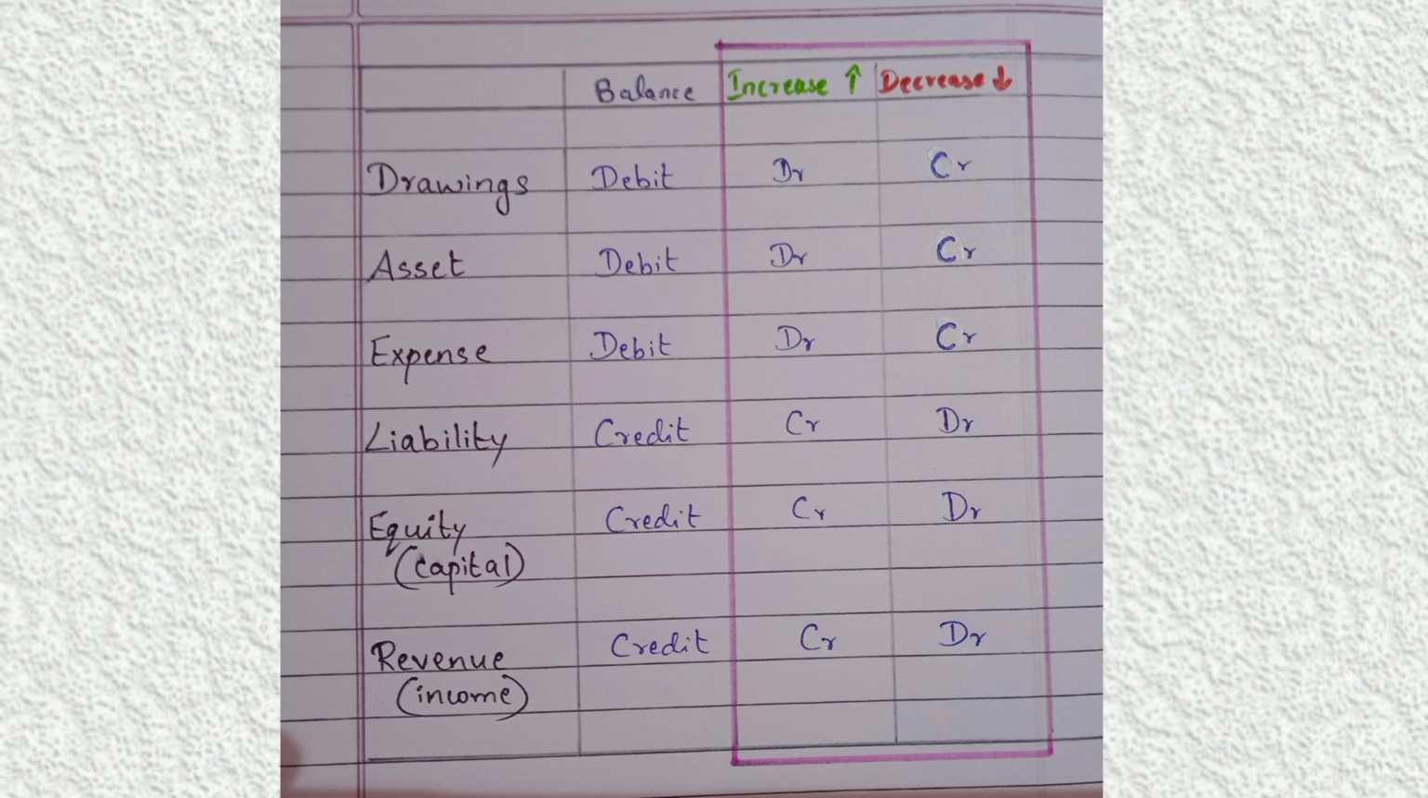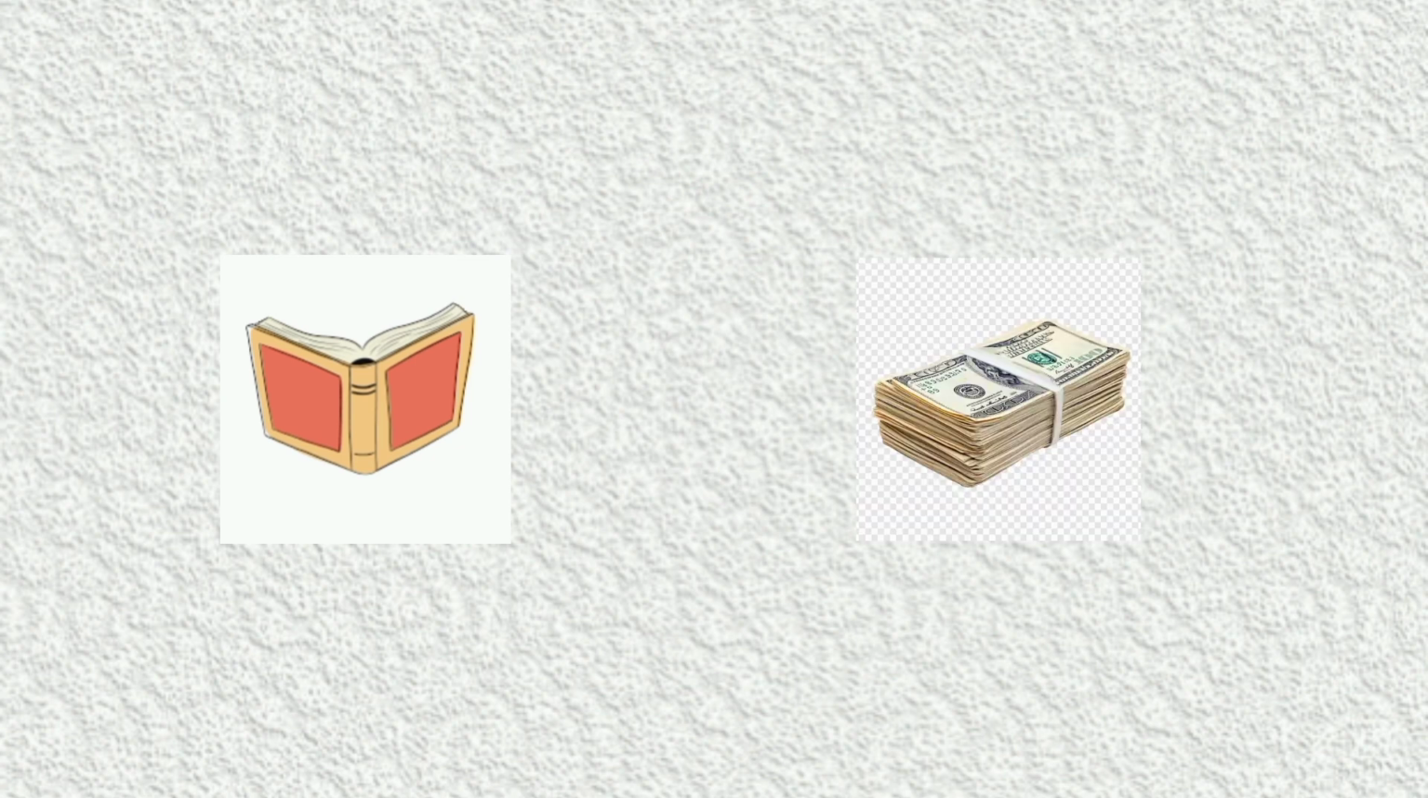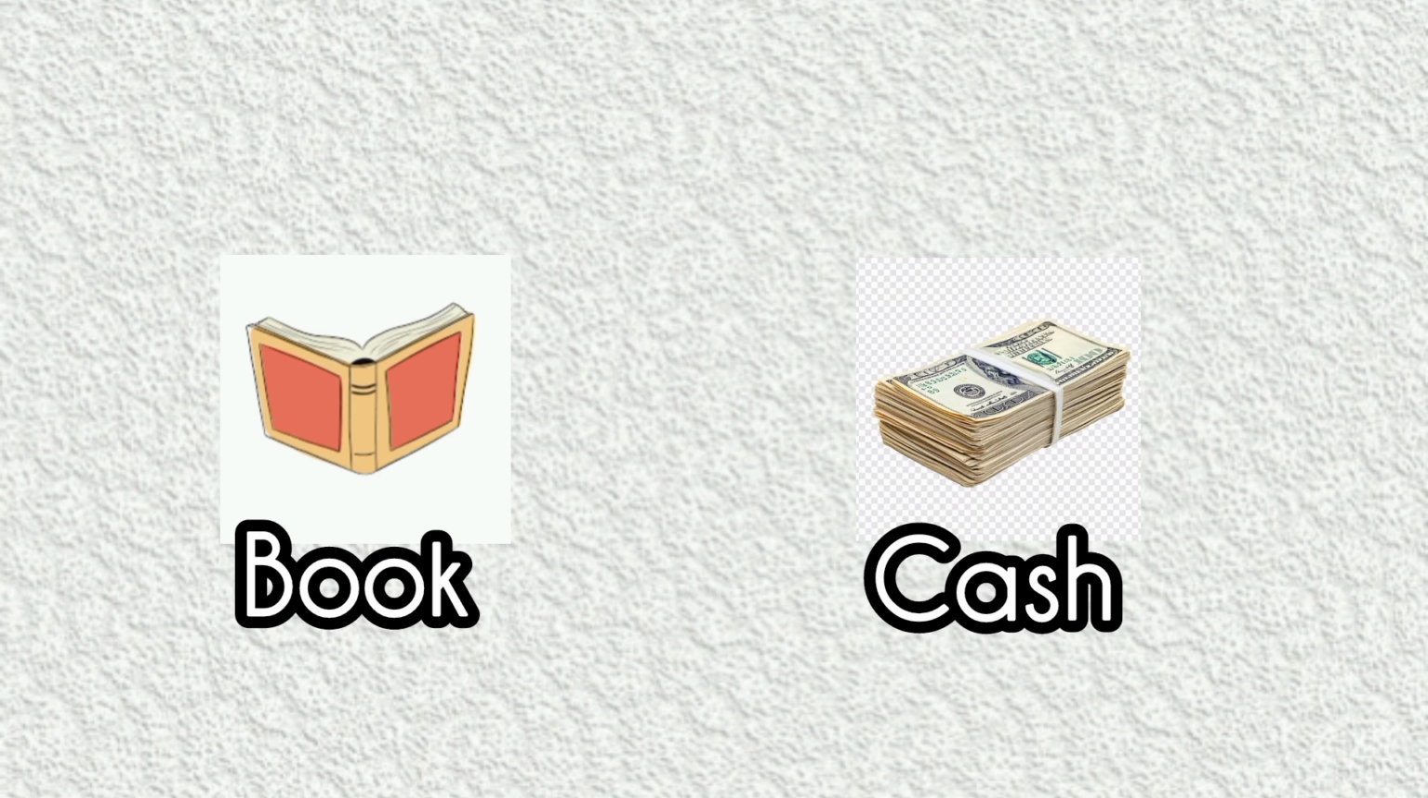Now we'll be going into the problems. Problems in the sense we'll be discussing some real life situations. You are buying a book. You are going to a shop and you are buying a book. You are giving cash to buy the book, right? So there are two things involved in this transaction. What are the two things? Book and cash. What is increased here? Book is increased here and cash is decreased here, right?